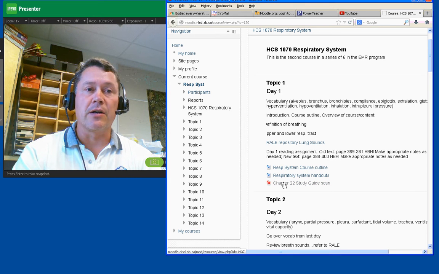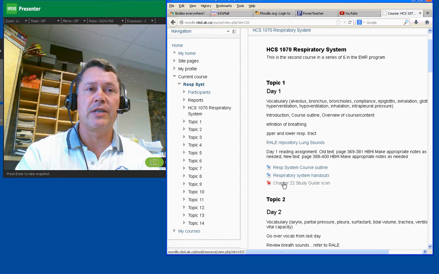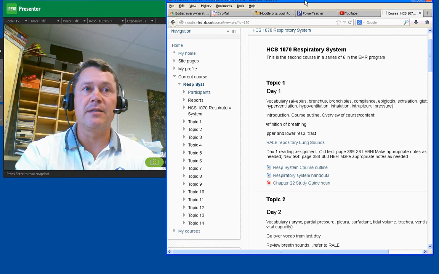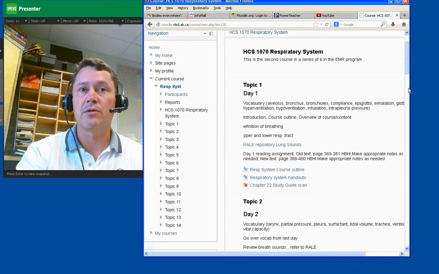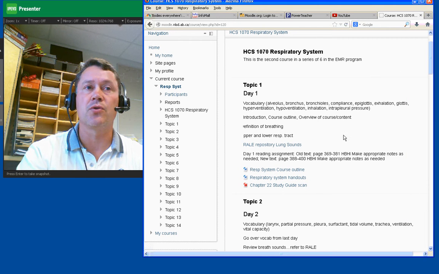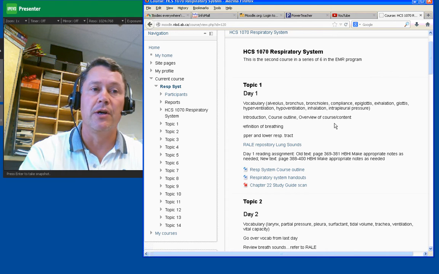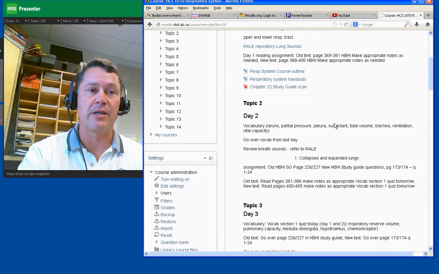The last one here, study guide. This is the questions for chapter 22 on the respiratory system from the Human Body in Health and Illness. So the Human Body in Health and Illness is the textbook that we use for this course for now. There's also the EMR textbook that we'll be going back and forth to and from in a little bit here.